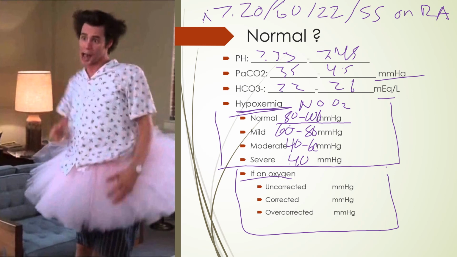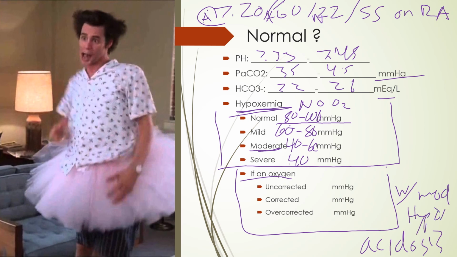pH of 7.20 is acidic, okay? So I know I have an acidosis of some kind. I have an acidosis of some kind, okay. The CO2 of 60 is acidic, okay. Bicarb of 22 is normal. PO2 of 55 on room air is moderate hypoxemia. So I have moderate hypoxemia. Okay, so I have an acidosis.